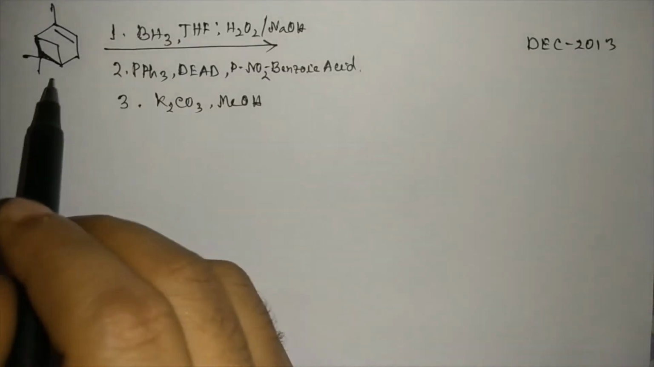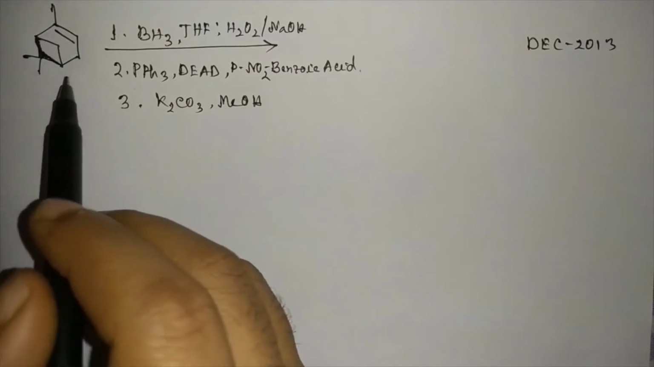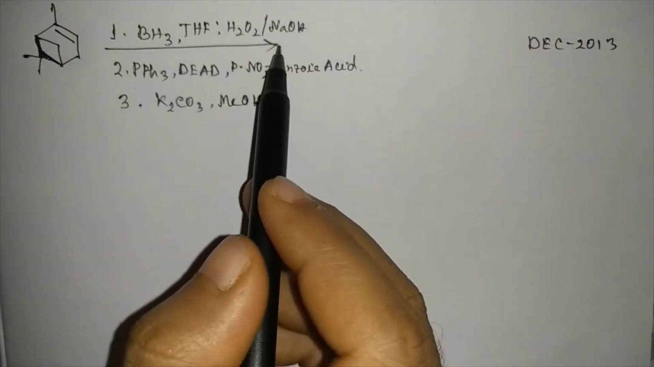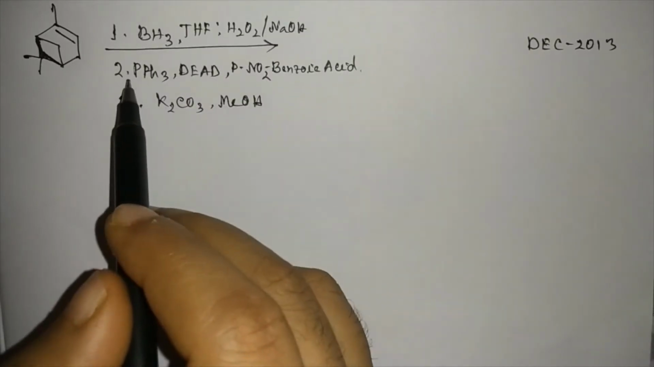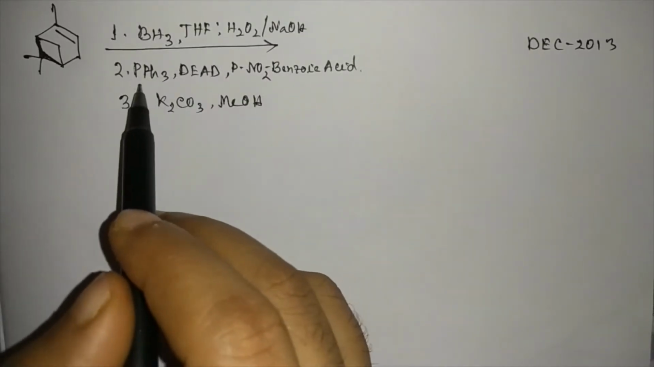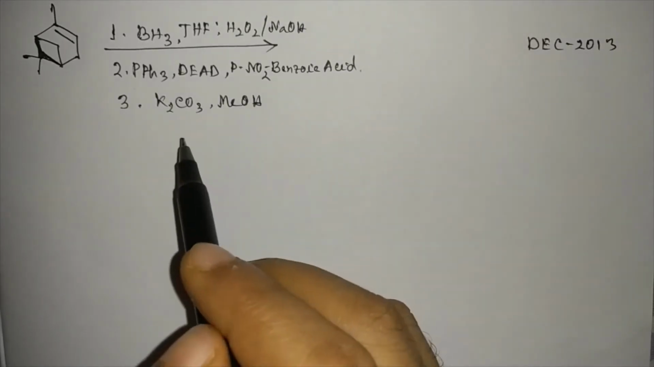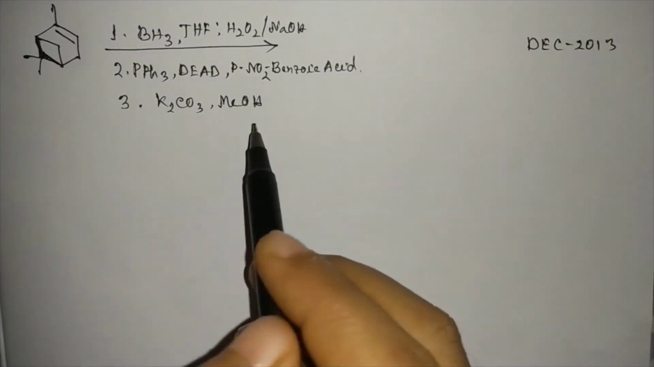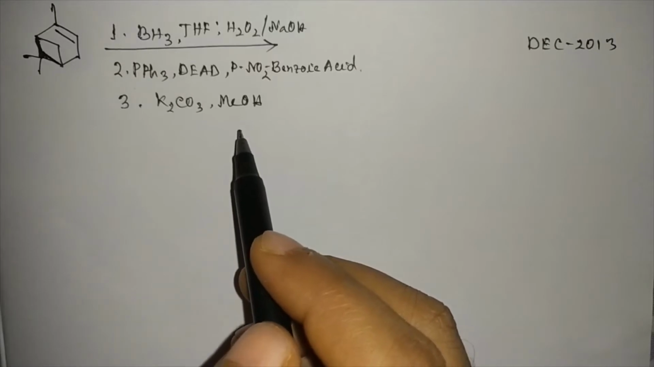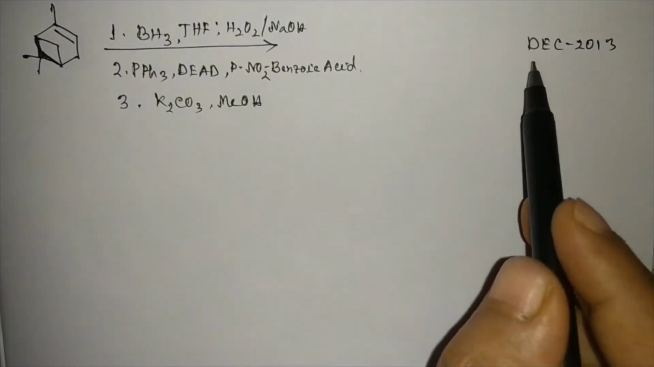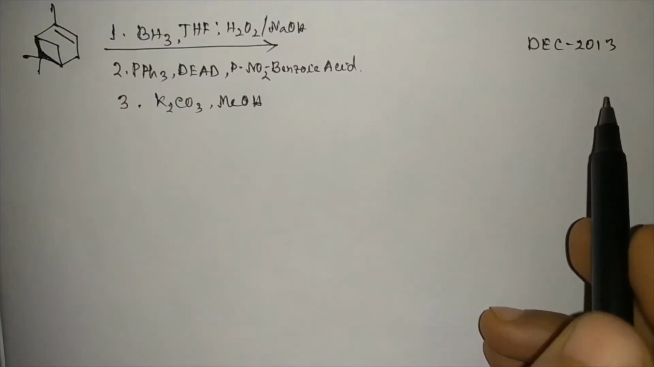Here is a very interesting question. This substrate is first treated with BH3·THF and then H2O2/NaOH. After that, it is treated with PPh3, DEAD, p-nitrobenzoic acid, and then K2CO3/MeOH. So what will be the product? This question came in the CSIR December 2013 exam.